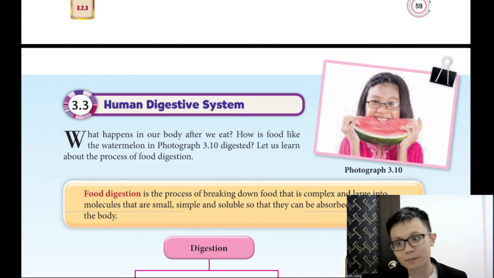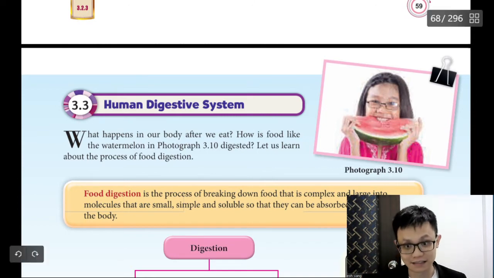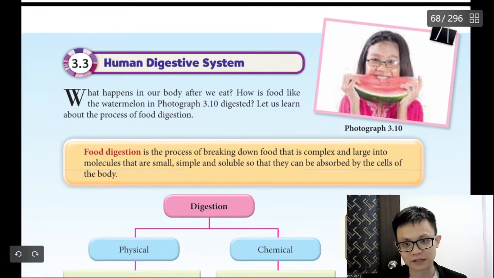We are going to learn about the human digestive system. So we can see this girl. What is this girl doing? This girl is eating watermelon.